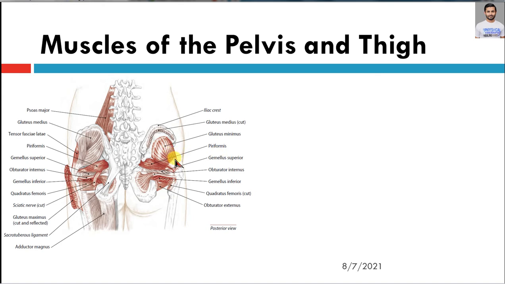Here you can see the piriformis. It lies deep to the gluteus minimus, then the medius, and superficial to it is the gluteus maximus. Obturator internus and gemellus, it has inferior as well as superior gemellus on each side. Here you can see the same muscles, the piriformis, gemellus superior, obturator internus, gemellus inferior. Rectus femoris can also be seen over here, and the sciatic nerve passing through these muscles.